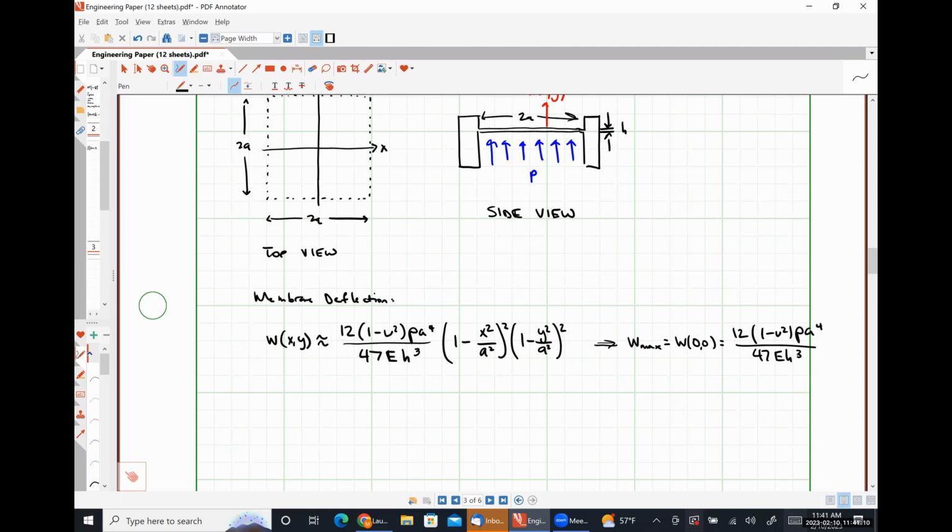So we are going to have normal stresses in the x and y directions, and then our transverse stress will simply be our normal stress multiplied by our Poisson's ratio.